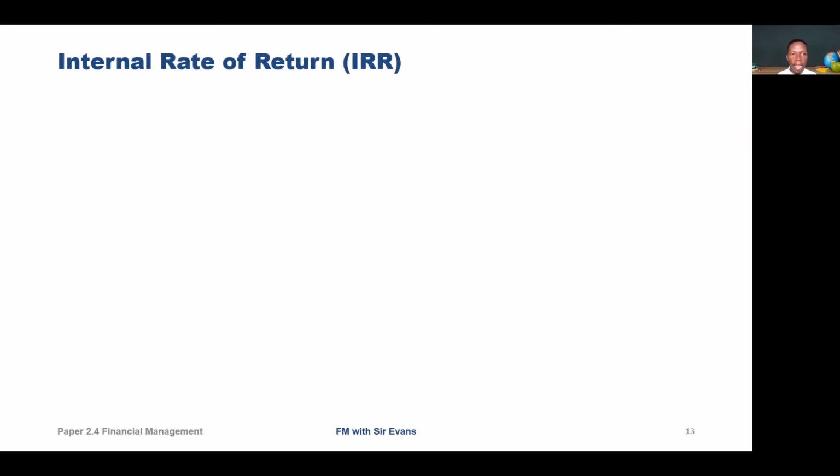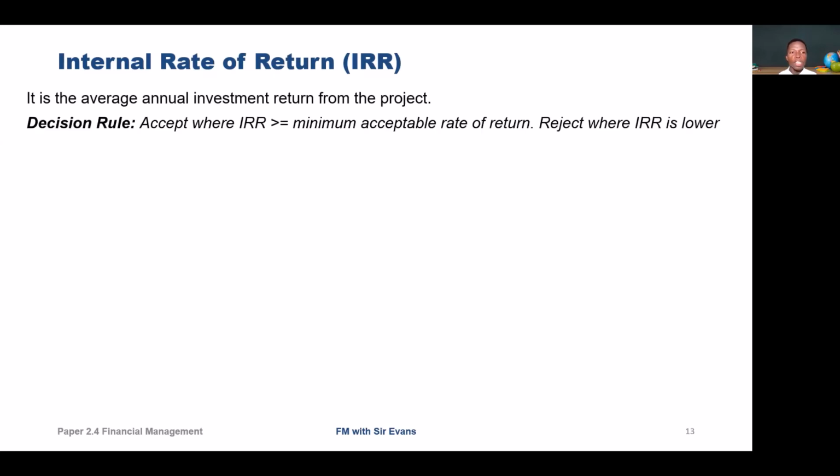Now, we mentioned that there are two forms of the discounting cash flow technique. We looked at NPV. Now, this is IRR. So IRR is another method of investment appraisal using discounted cash flow. IRR is the discount rate that will give a net present value of 0. So it's the average annual investment return from the project. Now, the decision rule for IRR is to accept when the IRR is greater than or equal to the minimum acceptable rate of return, and we reject where the IRR is lower than that minimum acceptable rate.